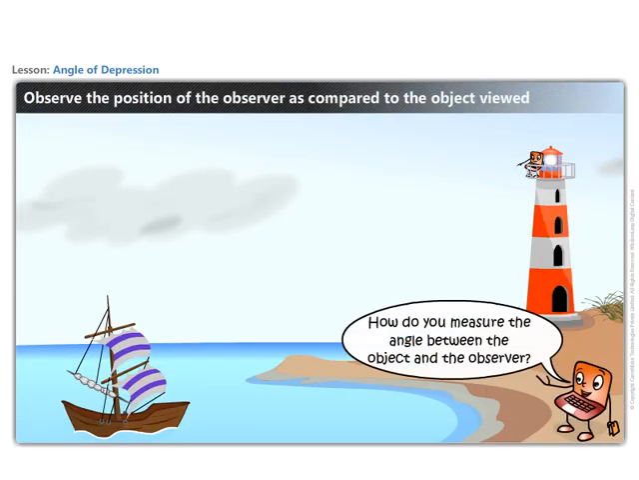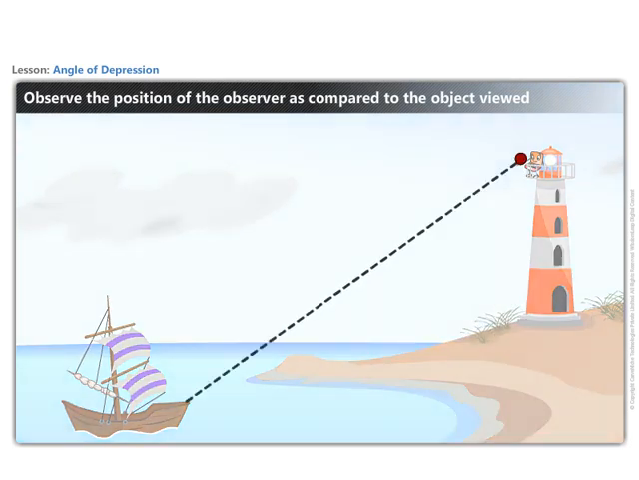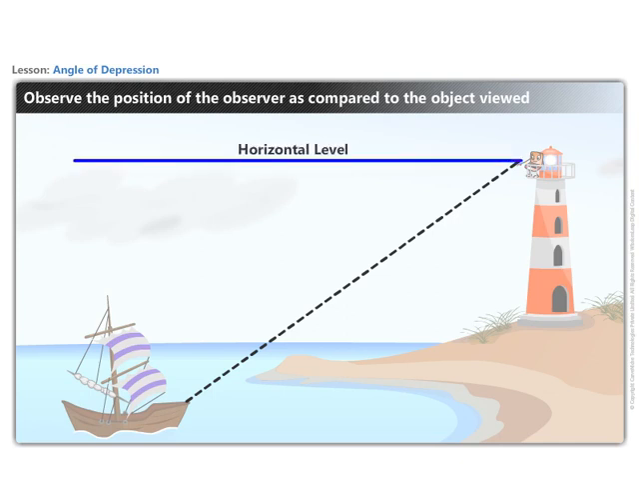How do you measure the angle between the object and the observer? Here, the observer is at a higher level above the object. So, we lower our head to look at the point being viewed. Now, to find the angle, let us consider the level at which the observer is standing as the horizontal level. We know that the shortest distance between the object and the observer's eye is called the line of sight. In this case, the line of sight is below the horizontal level.